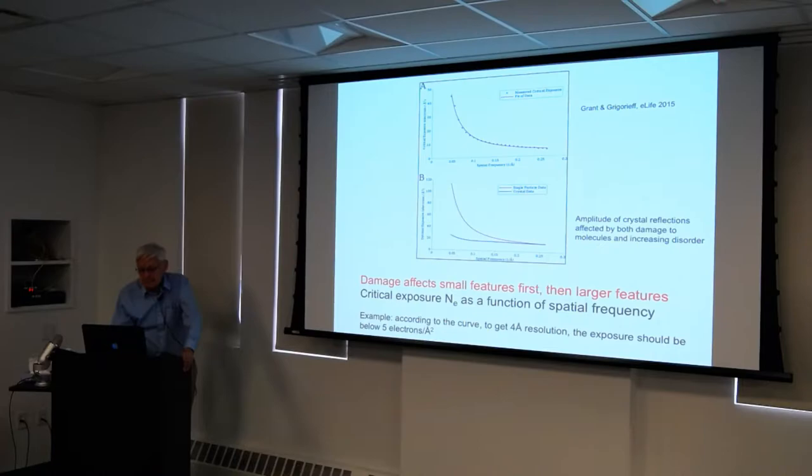And then it's sort of intuitive that damage affects small features first and then larger features. So if you continue exposing, then you will first see that tiny little things change, and then more and more gross features get affected. Oh, this is great. I love this pointer.